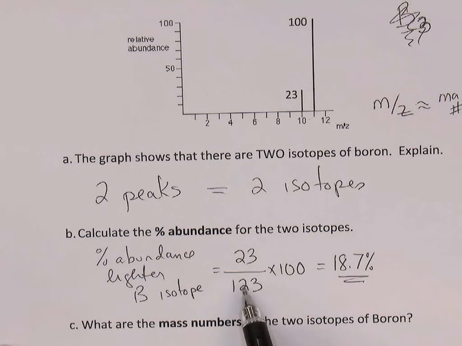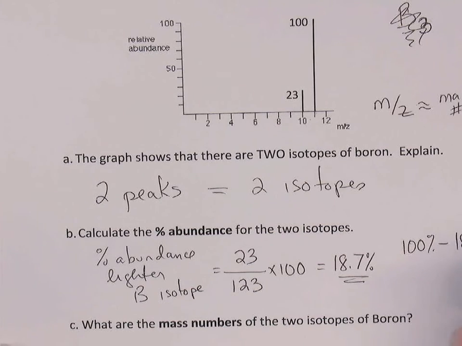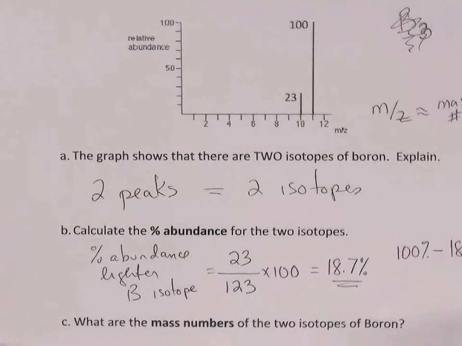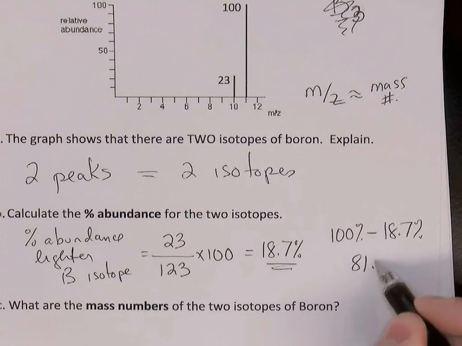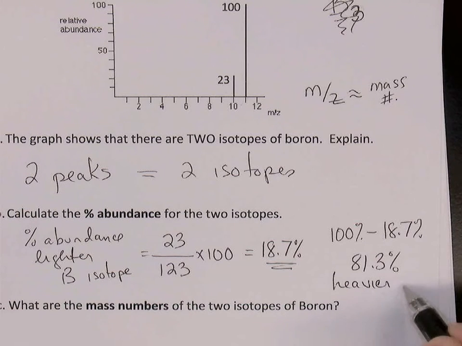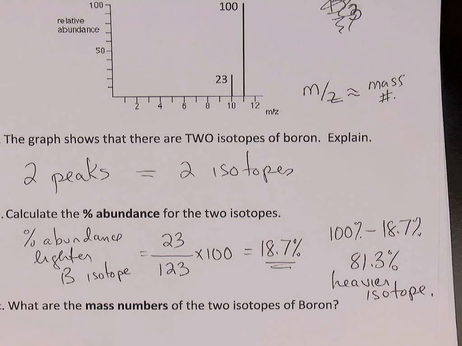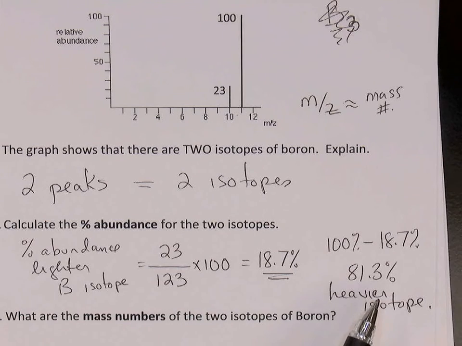We could do the same thing for the heavier isotope, or we could simply say because there are two isotopes, 100% minus 18.7% leaves us with an abundance of 81.3% for the heavier isotope. So there we've got the relative abundances from the graph converted to percent abundances in this simple way.